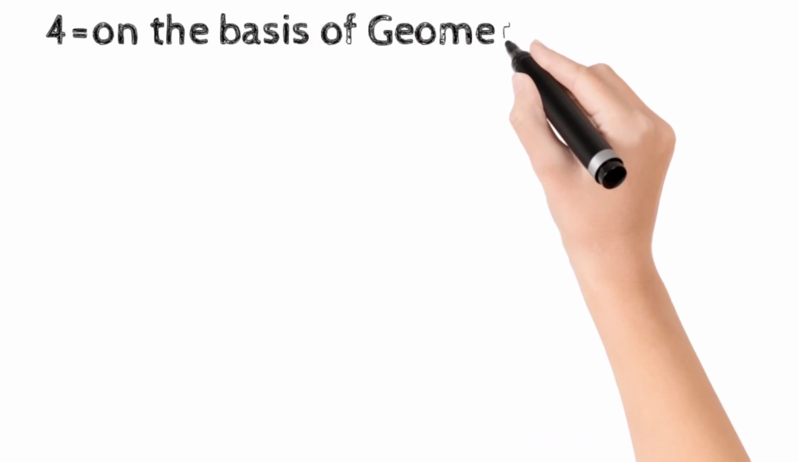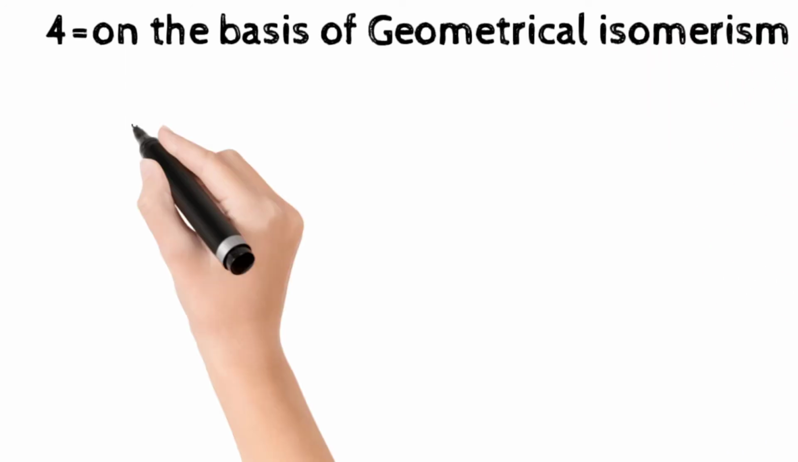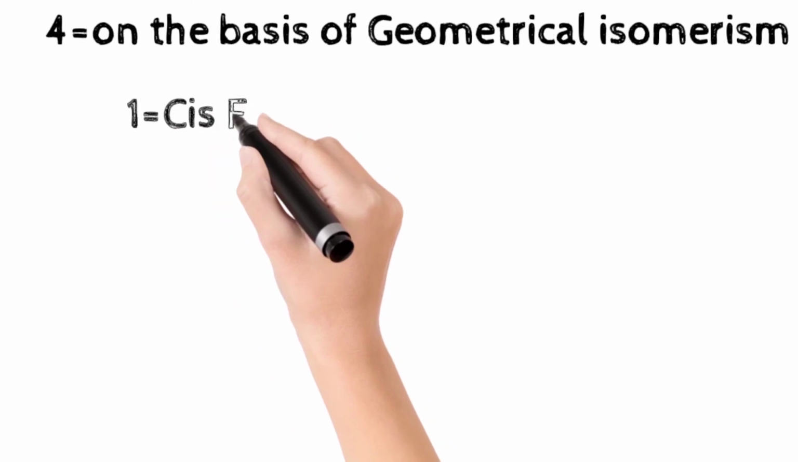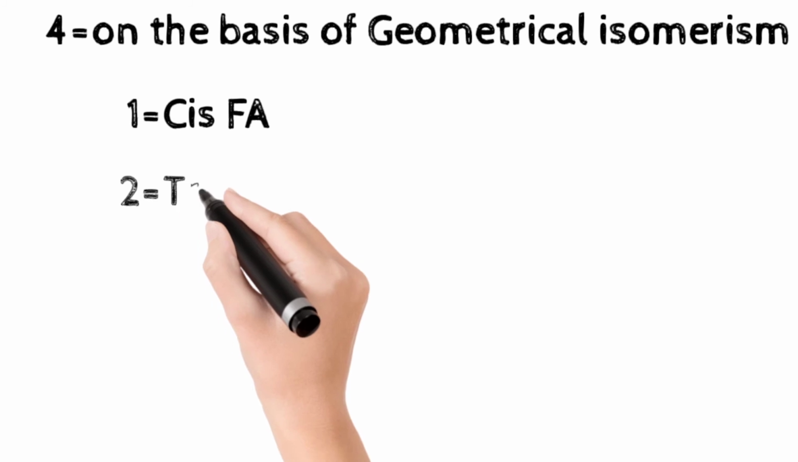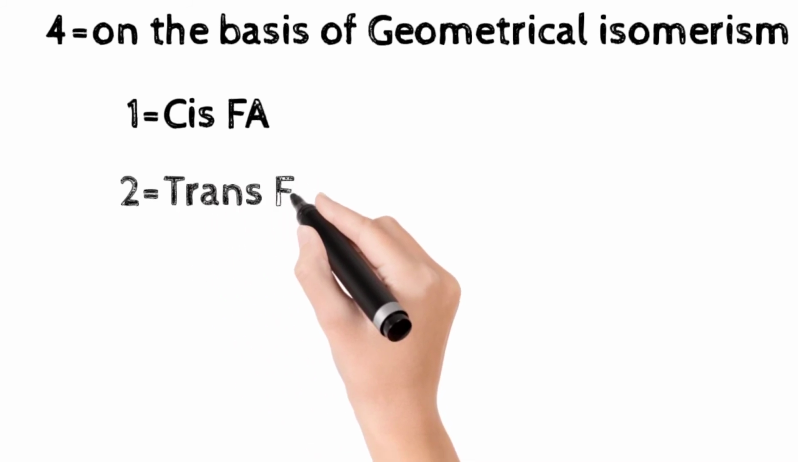Now come to the types of fatty acid on the basis of geometrical isomerism. Geometrical isomerism means on the basis of shape. Isomers mean two substances having the same formula but different structure. On the basis of geometrical isomerism, we divide fatty acid into cis fatty acid and trans fatty acid.